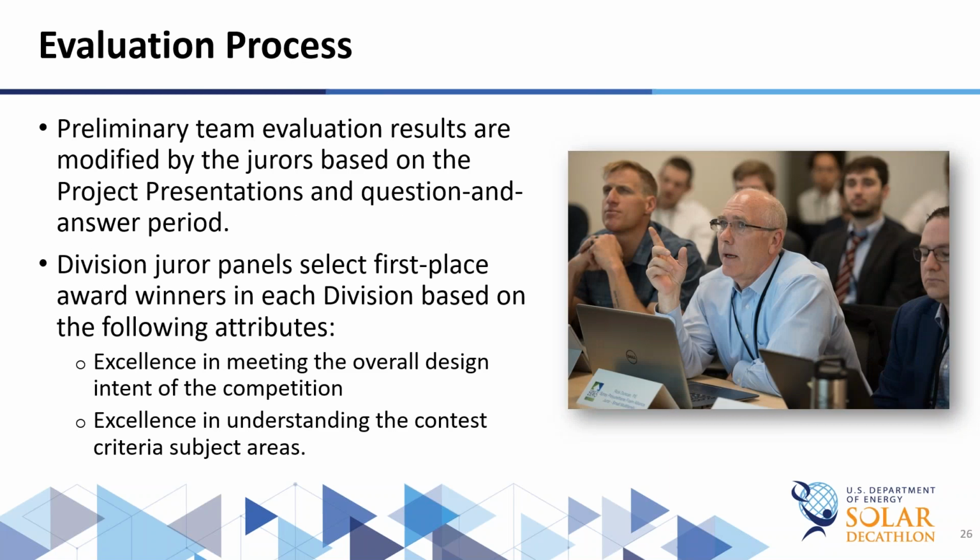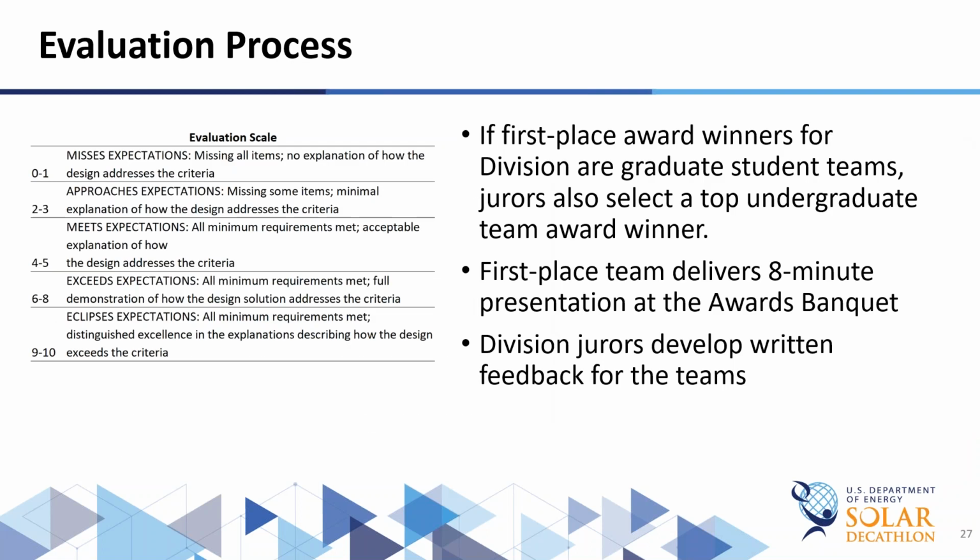The jurors will then listen to your team presentation and ask questions. They will then select a first place winner in each division based on excellence in meeting the overall design intent of the competition and excellence in understanding the contest criteria subject areas. If the first place award winners of a division are graduate student teams, then the jurors will also select the top undergraduate team award winner. Each first place team delivers an 8-minute short version of its full presentation at the awards banquet for evaluation by the grand jury, who then chooses a grand winner according to the process described in the guide.